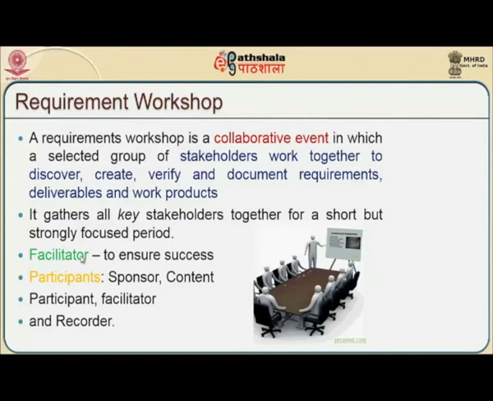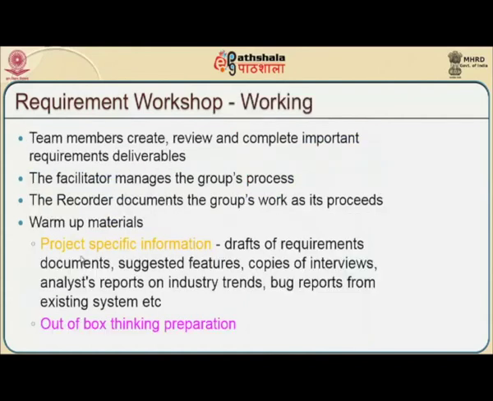And all the stakeholders are initially supposed to be the participants, who can be a sponsor, a content participant, a facilitator and a recorder. From which we are making the entire requirement work. So the team members actually create, review and complete the important requirement deliverables. The facilitator tries to manage the entire group process. The recorder documents it. He writes down the entire script. He is supposed to be a scribe.